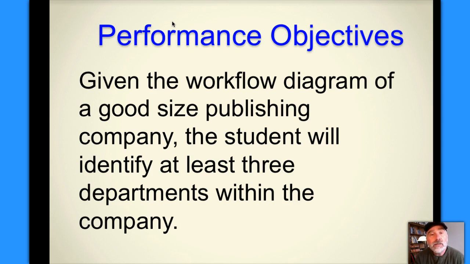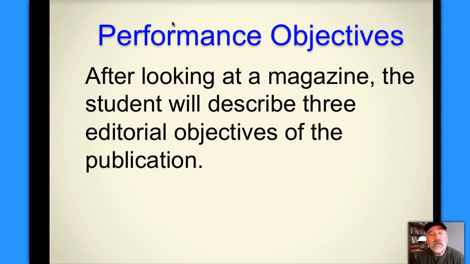Okay? Let me just do one more. After looking at a magazine, the student will describe 3 editorial objectives of the publication. Okay, so describe editorial objectives. That's the performance, isn't it? I guess you could say describe objectives is the root. Editorial might be a criterion as well. The conditions are after looking at a magazine, and the criteria would be 3, meaning not 2, not 1, editorial, and of that publication as opposed to something else.